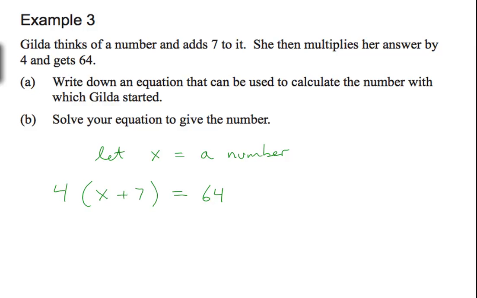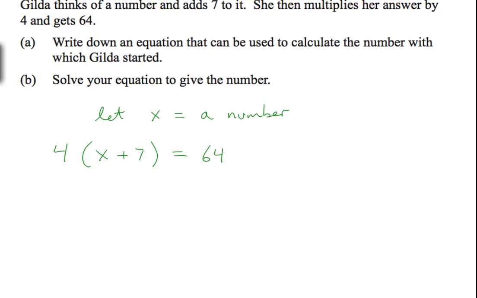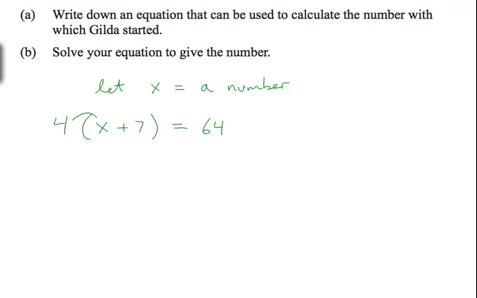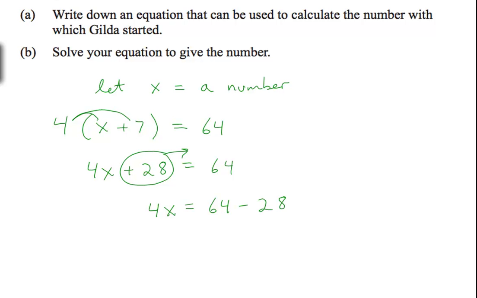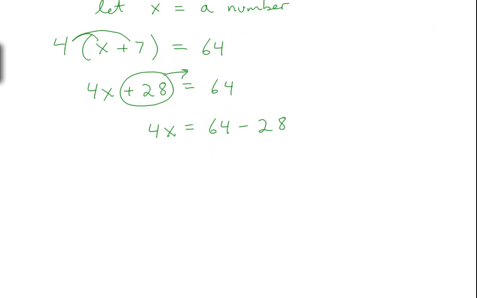Part B is solve your equation to give the number. And we're going to do the same as the previous two. First we're going to expand, so 4 times x is 4x, and 4 times 7 is 28. And that equals 64. We don't want this 28 on this side. We don't want numbers on the left side. So we're going to move it over there and make it negative. So 4x equals 64 minus 28.